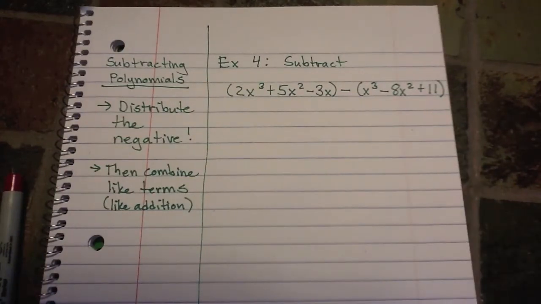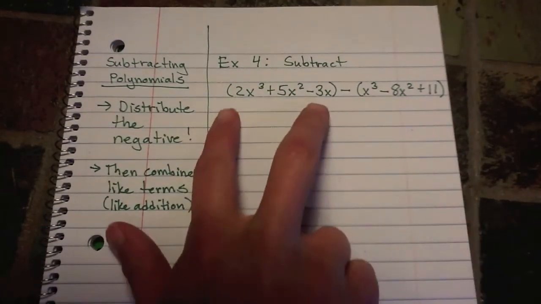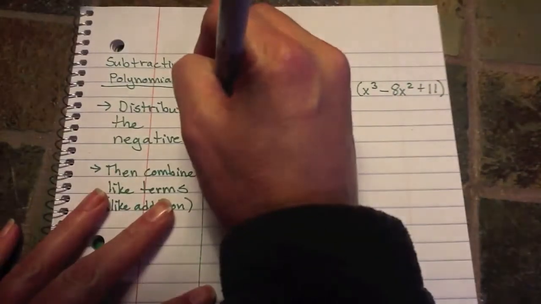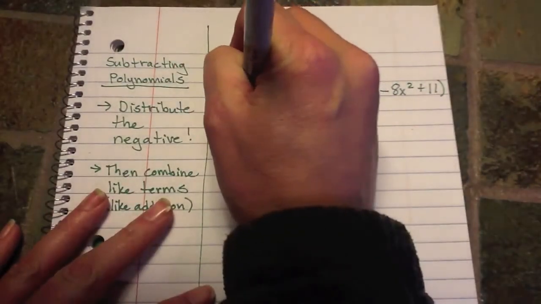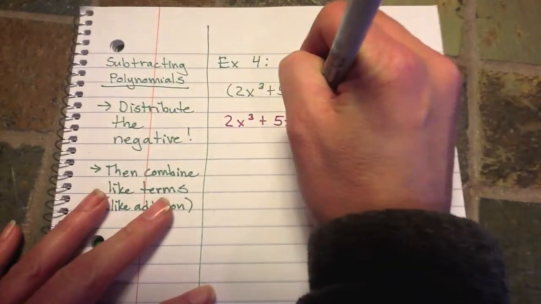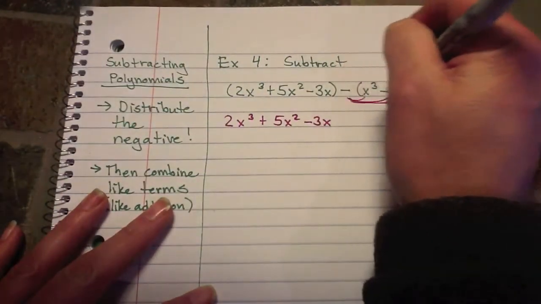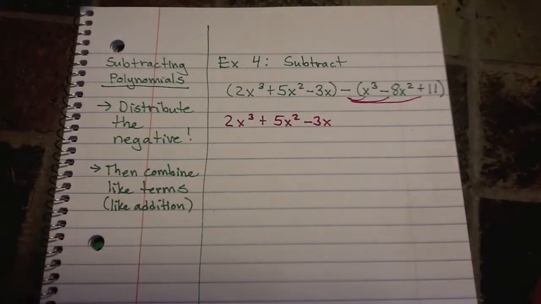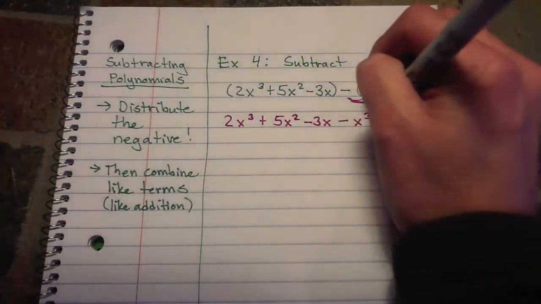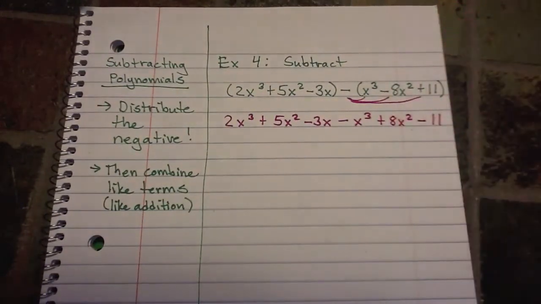Let's go ahead and walk through this example. So because I know I'm going to distribute that negative, I'm just going to go ahead and drop my parentheses as I rewrite this, and I get 2x to the third plus 5x squared subtracting 3x, and now I'm distributing my negative as I rewrite this part. So negative x cubed, positive 8x squared, negative 11.